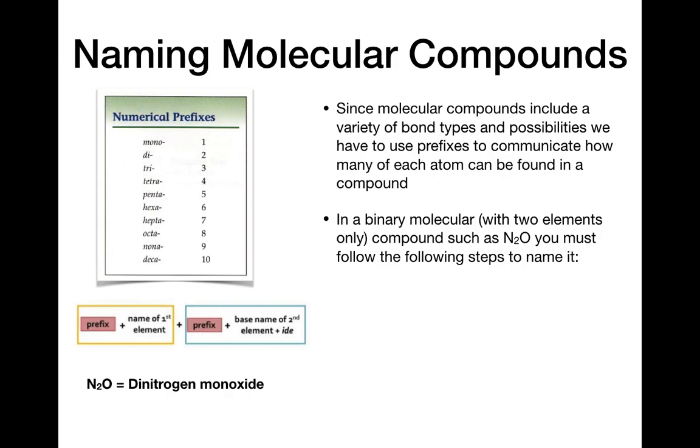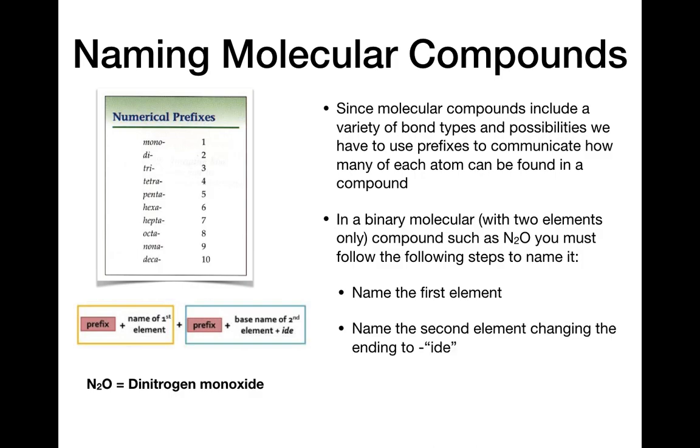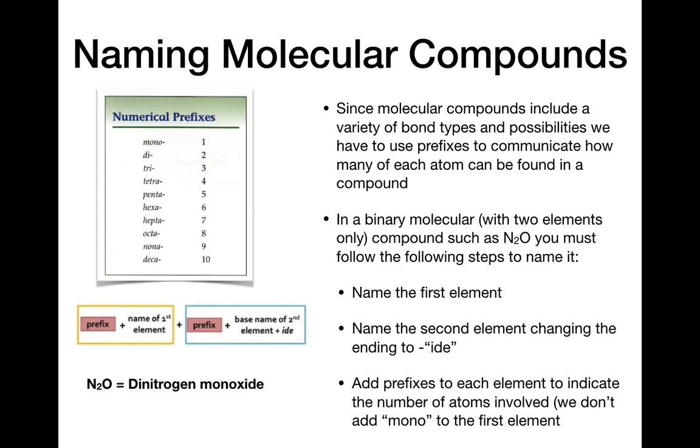So in a binary compound, which only has two elements, we're going to start with those. Such as N2O, you have to do the following steps. Step 1, name the first element. So N2O, nitrogen. Name the second element, changing the ending to -ide. So oxygen becomes oxide. Then we add prefixes to indicate the number of atoms involved. So it would be dinitrogen monoxide. Now if you have a single one for the first element in your compound, so if there's only one nitrogen here, we wouldn't put mono. If there's no prefix on the first one, we just assume it's one.